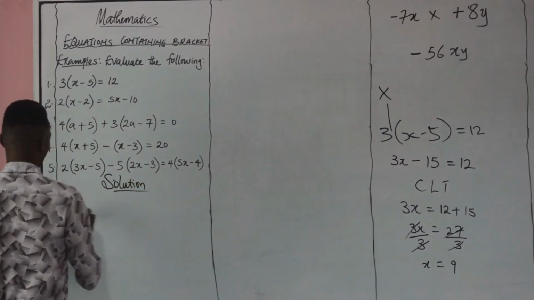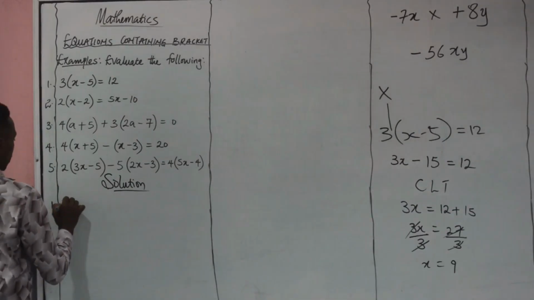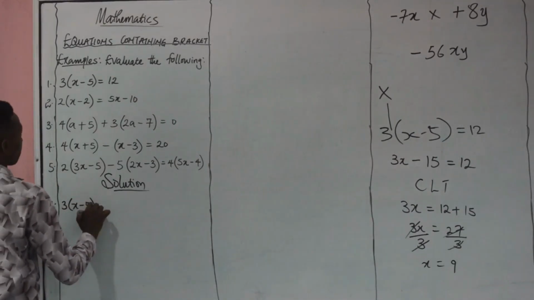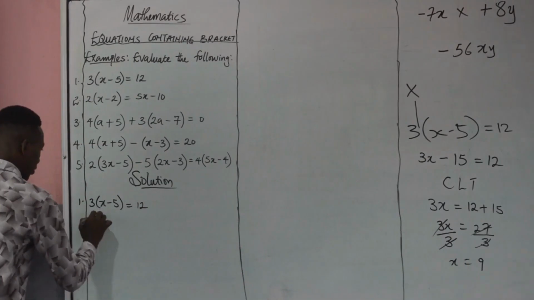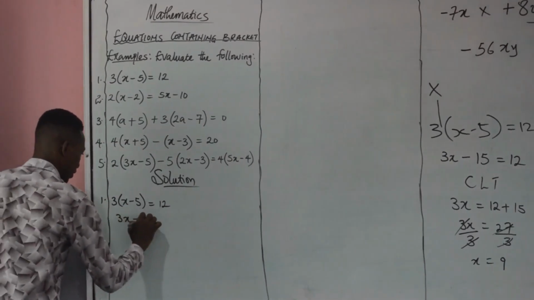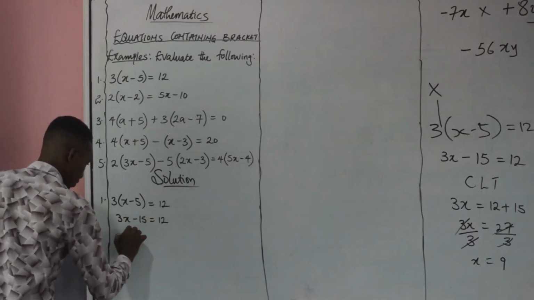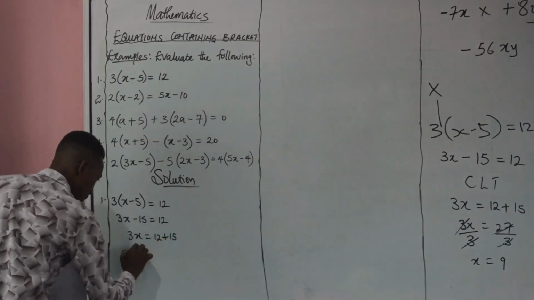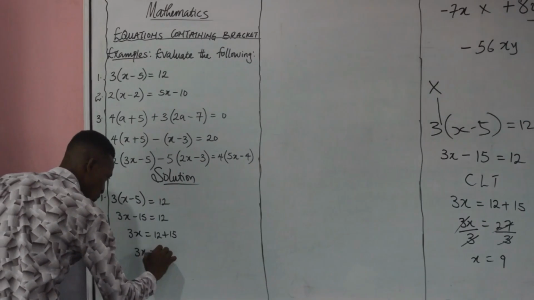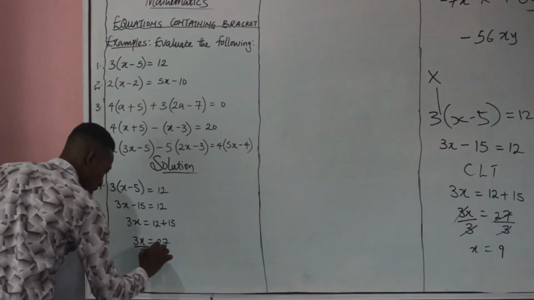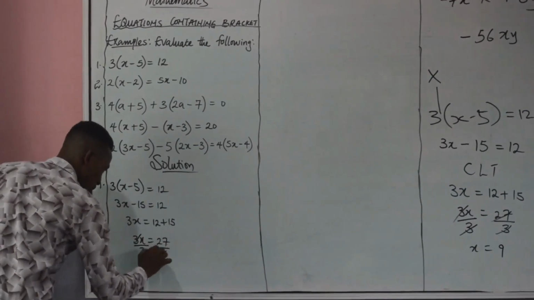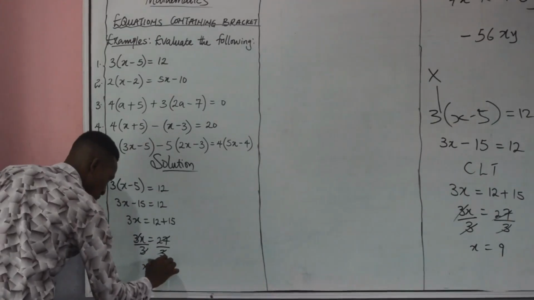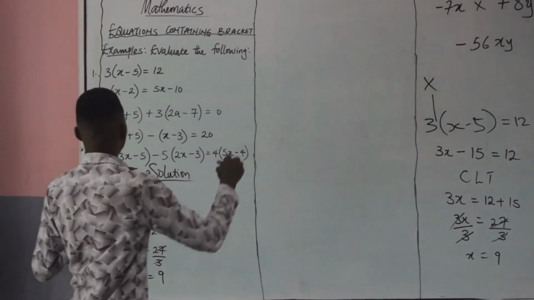Solution number 1, we have 3 into brackets x minus 5 equals to 12. 3x minus 15 equals to 12. 3x equals to 12 plus 15. We have 3x equals to 27, over 3 over 3. So we have x equals to 9. So with that, I'm done with the first one.